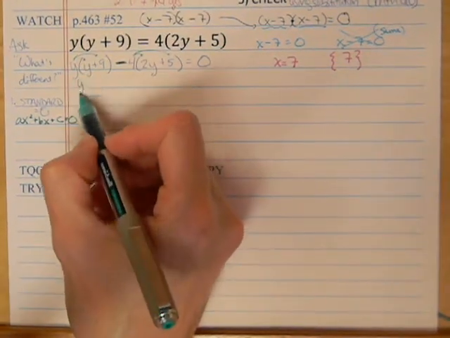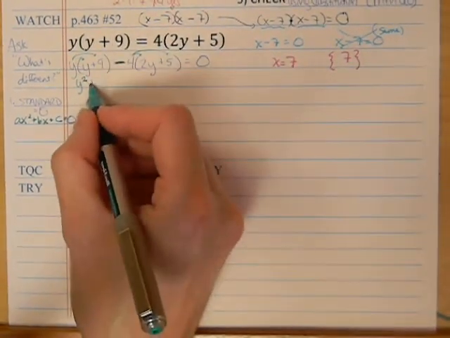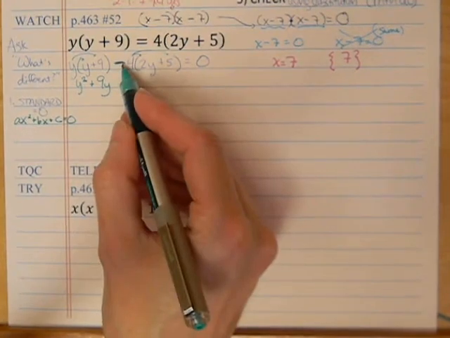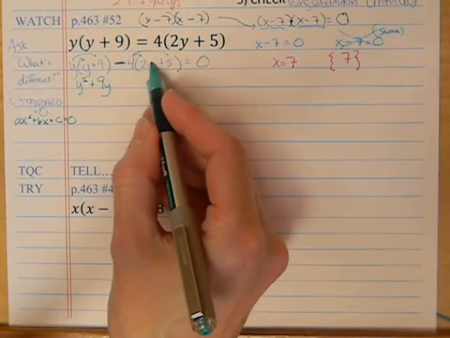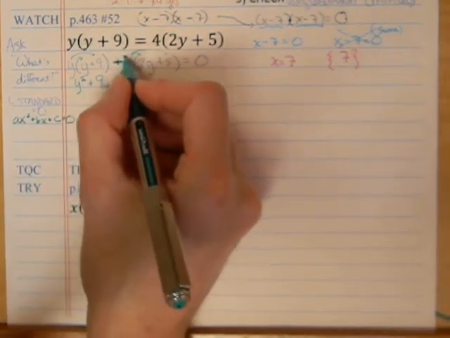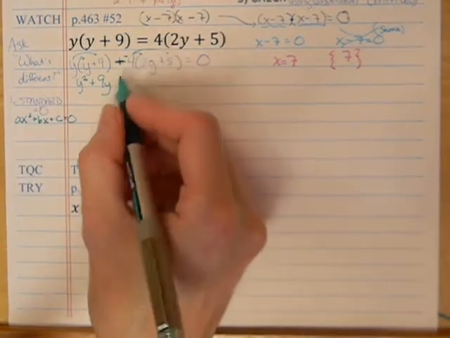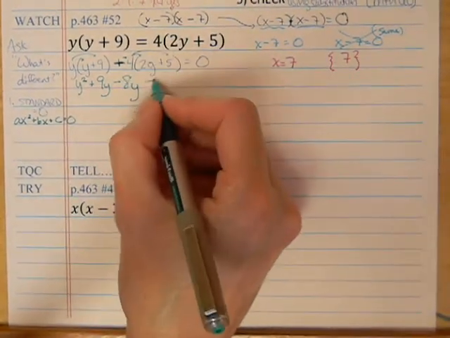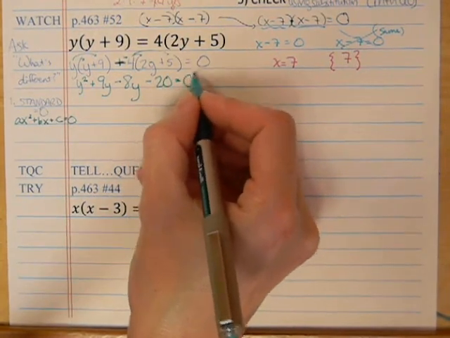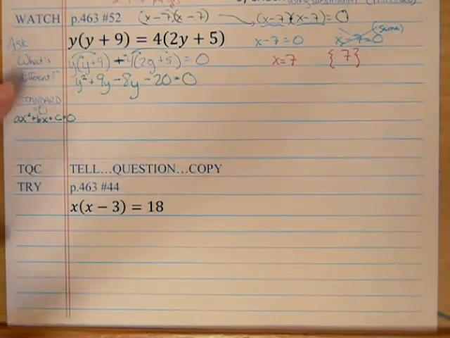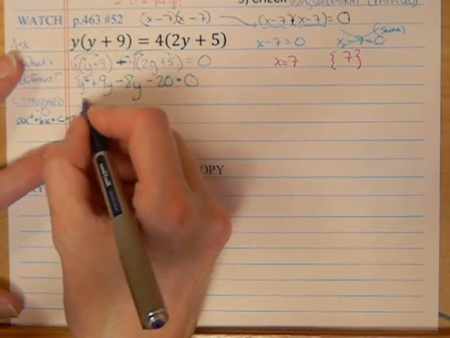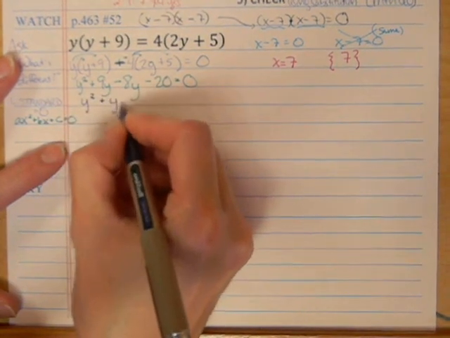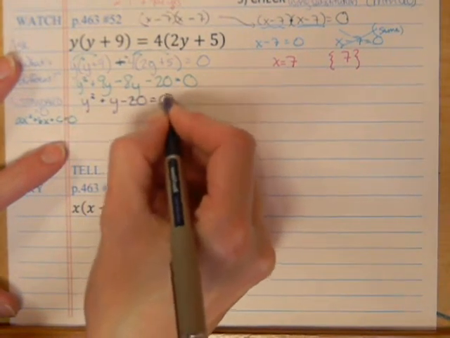y times y is y squared. y times 9 is a plus 9y. When you distribute this minus 4, take the negative with it. Think of it as a plus negative 4. So negative 4 times 2y is going to be a negative 8y. Negative 4 times 5 is a negative 20. We're still equal to 0. We haven't done anything with that yet. Combining like terms turns this into y squared plus y minus 20 is equal to 0.